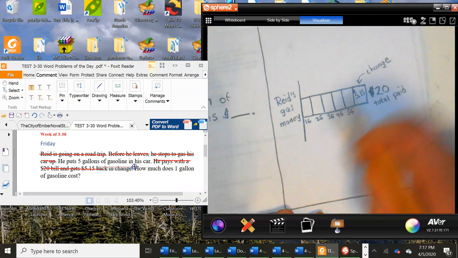Since we've got our question mark already in here, we are now going to cross out our word problem. And basically, we're done with it. We can go ahead and close it out.